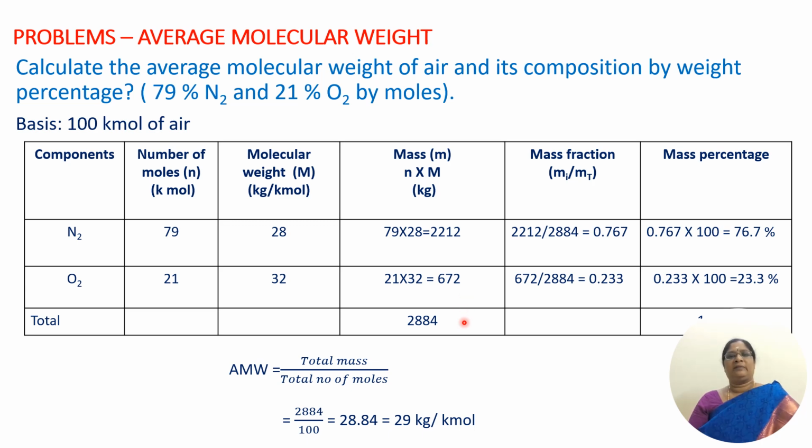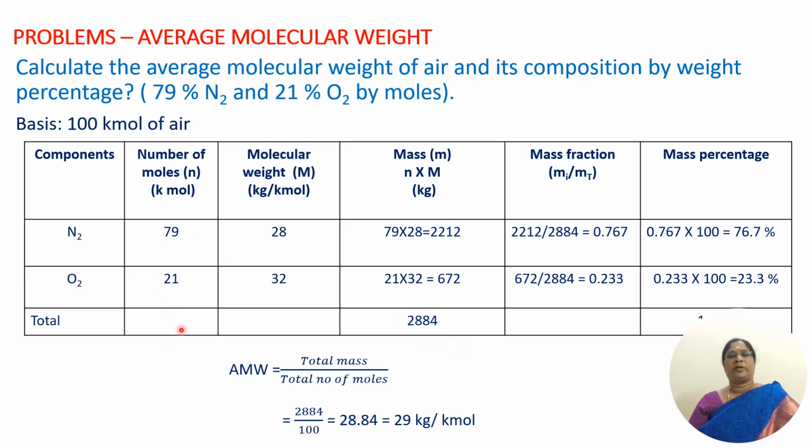Then we can easily calculate mass fraction and mass percentage. We know mass fraction is individual mass divided by total mass. The individual mass of nitrogen is 2212 divided by total mass 2884, that is 0.767. Multiplied by 100 will give you the mass percentage, 76.7 percent. Next, for oxygen, the individual mass is 672 divided by total mass 2884, that is 0.233. Multiplied by 100 will give you the mass percentage of oxygen, that is 23.3 percent. Here the total mass is 2884 and the total number of moles is 100.